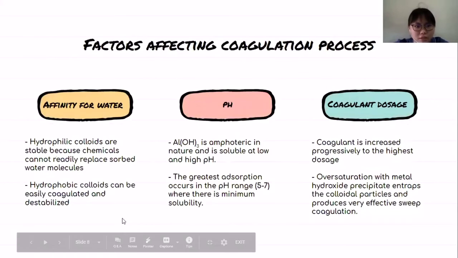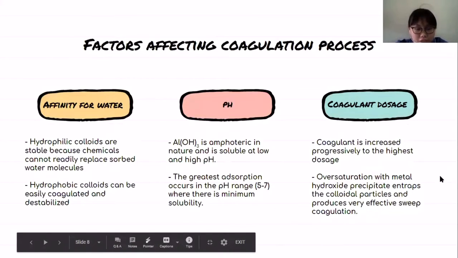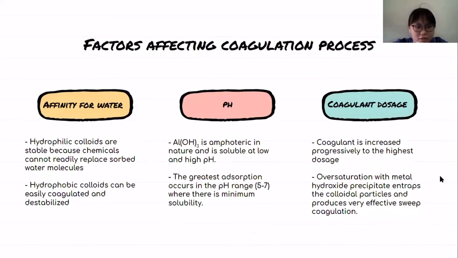Next is the affinity for water. Hydrophilic colloids are stable because chemicals cannot readily replace the water molecules that are around the suspended particle. As for hydrophobic colloids, they can be easily coagulated and destabilized. Therefore, hydrophobic colloids are more preferable.